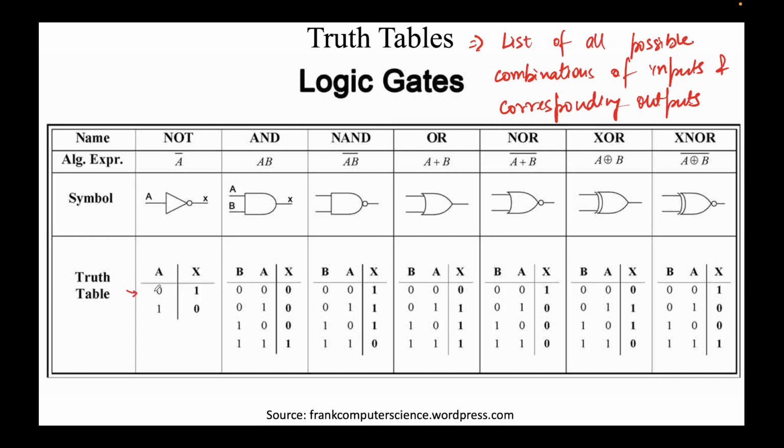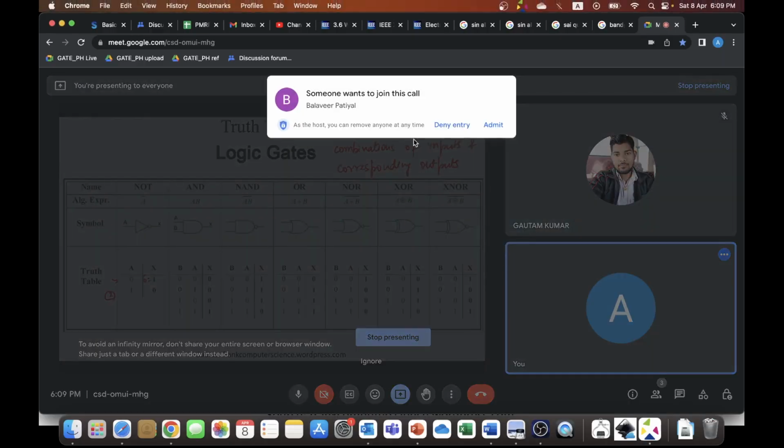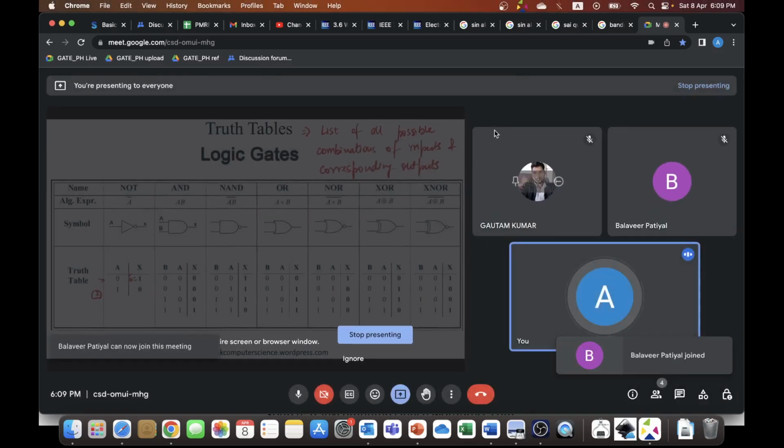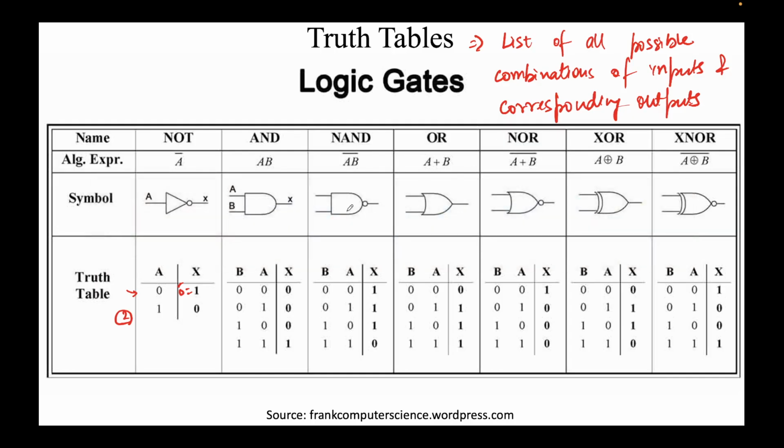In the first row, when the input is 0, and I know this is a negation, whatever is coming, the output should be the invert of that. So X would be 0 bar, which is nothing but 1. Similarly, in the second case, when the input is high, the output should again be the negation of the input. So it will be 1 bar. 1 bar in Boolean algebra is nothing but 0.